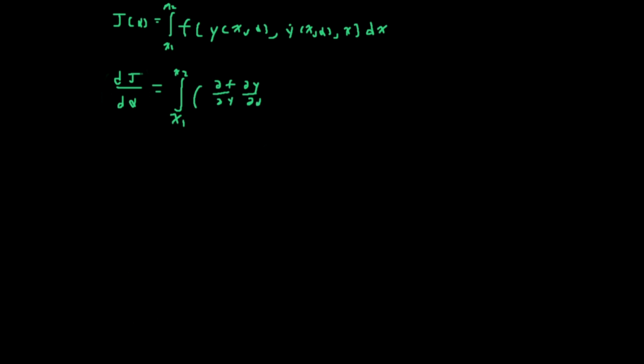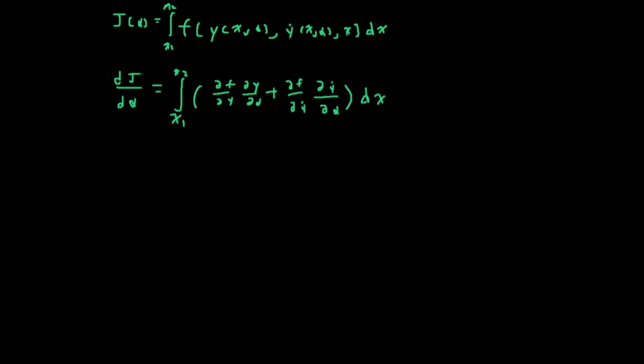So partial derivative just means that you're going to treat everything else as a constant. If y prime or x appears in the equation, we're just going to treat that as a constant, and we're only going to take the derivative with respect to y. That's for a multivariable function. And then plus the partial of f with respect to y prime times the derivative of y prime with respect to alpha, dx.